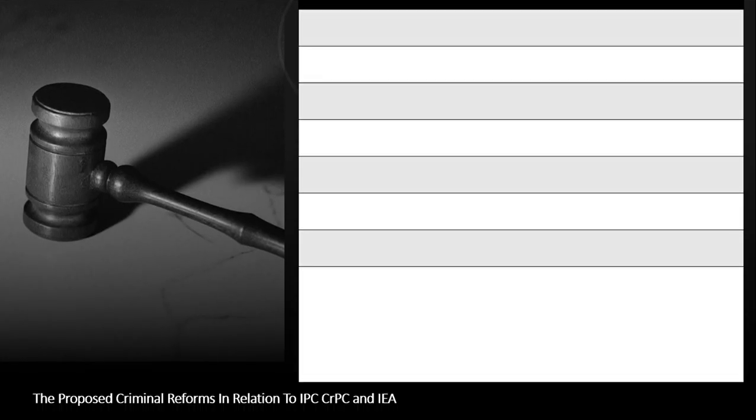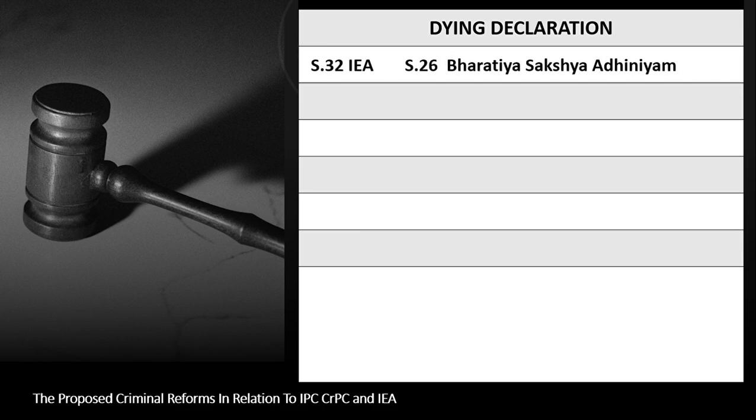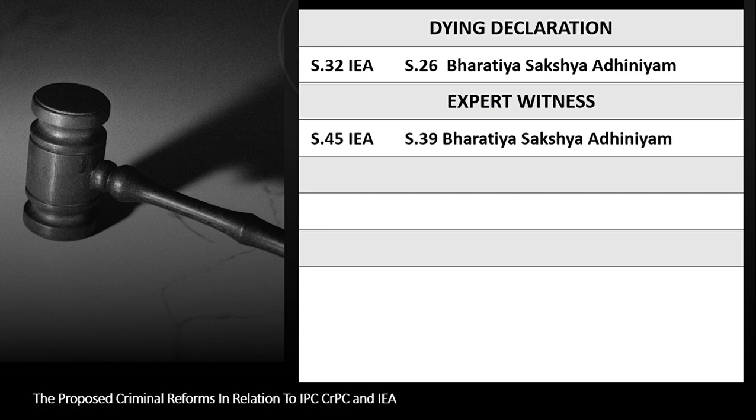Now going further, we'll have this example. It is not only that there is a change in the name, but also the inner sections have been altered. Many sections have been deleted, many sections have been repealed, some have been kept behind. So there is a lot of change in the sections as well. Just as an example, following the example we saw just now, dying declaration was under section 32 of IEA, which is now under section 26 of Bharatiya Sakshya Adhiniyam. Next, expert witness, again it comes under IEA, section 45 of IEA, now under section 39 of Bharatiya Sakshya Adhiniyam.